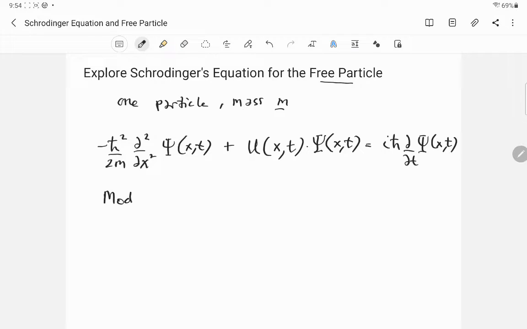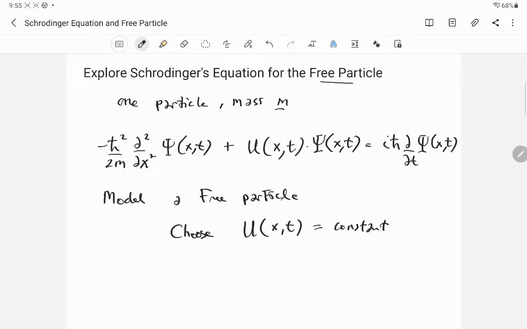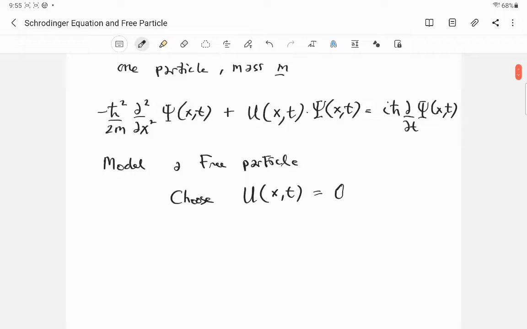So we want to model a free particle. What this means is we are going to choose U of x and t. It turns out that we don't have to choose it to be 0. We could choose it to be just some constant, some amount of energy, because U is representing potential energy, so some number of joules or electron volts. But it's just constant, independent of x and t. Honestly, the simplest constant is just to choose 0. So let's just choose 0 electron volts or 0 joules.